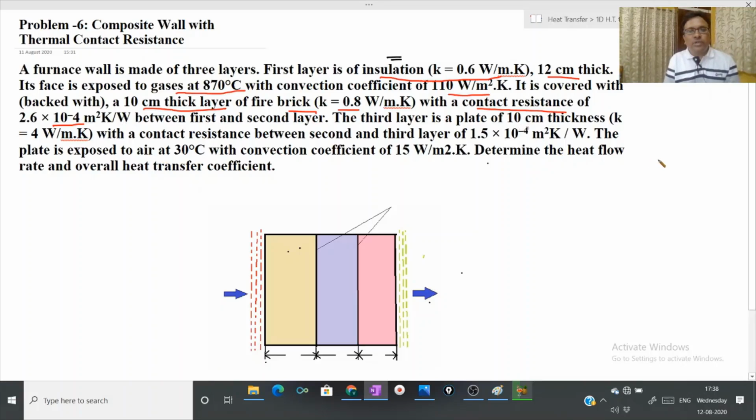The third layer is a plate of 10 centimeter thickness having K value 4 watt per meter Kelvin, with a contact resistance between second and third layer of 1.5 into 10 to power minus 4 meter square Kelvin per watt. The plate is exposed to air at 30 degrees Celsius with convection coefficient of 15 watt per meter square Kelvin. Determine the heat flow rate and overall heat transfer coefficient.